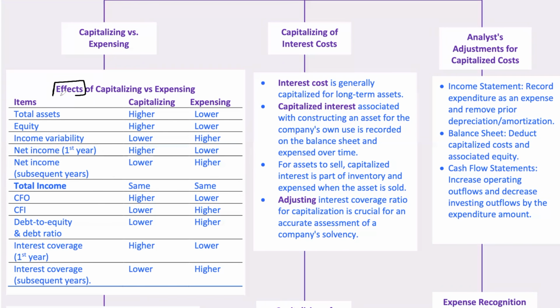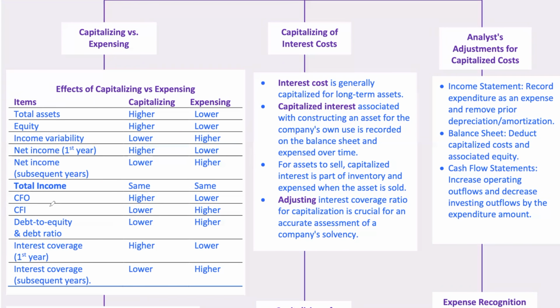Effects of capitalization. Now, when a company capitalizes a cost, a few things happen. Assets go up. The cost is recorded as an asset, boosting the company's balance sheet. Cash flow shifts. The expenditure shows up as an investing cash outflow, not an operating one. This can make the company's operations look more profitable because those operating cash flows aren't taking a hit.